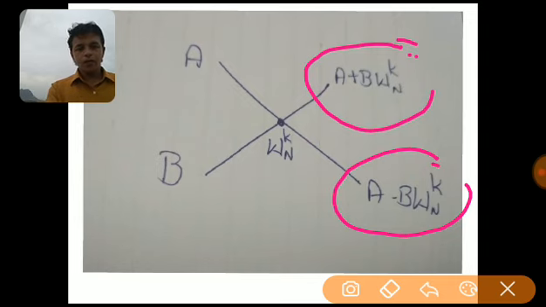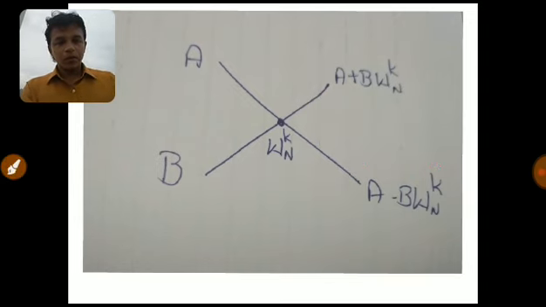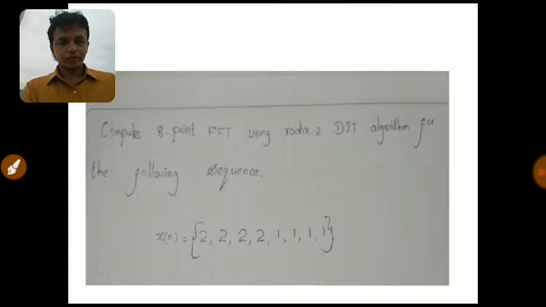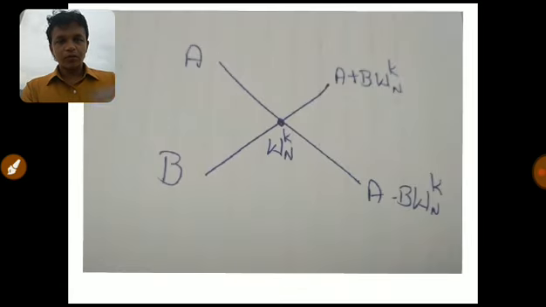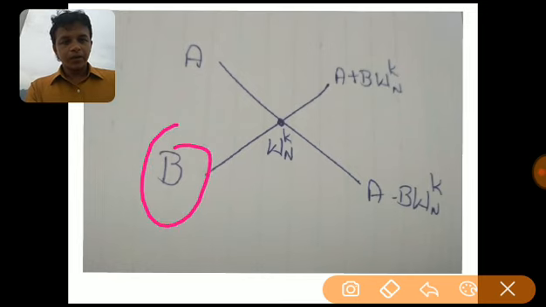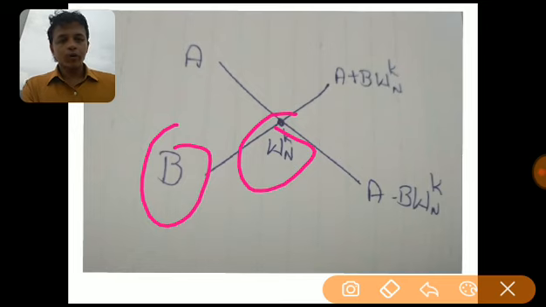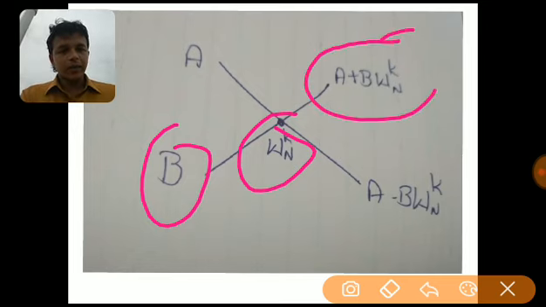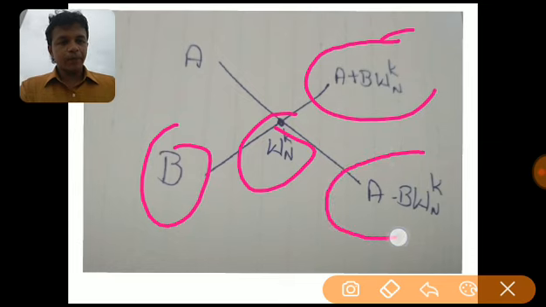Whatever the case, we have to multiply this B with the Twiddle factor. In the upper part we have to add that to A, and in the lower branch we have to subtract that from A. So this is the procedure that we have to follow in the decimation in time algorithm.